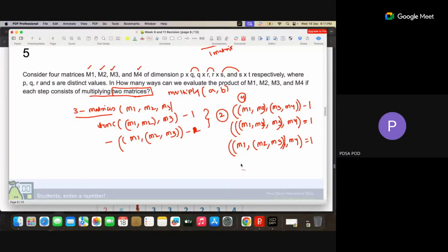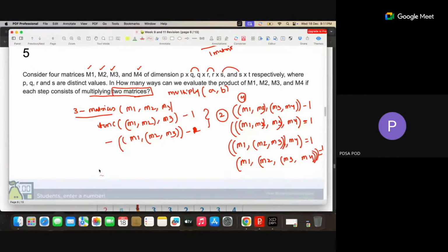Yes, it's two more, I think. Let's try one more: M1, M2, M3, M4. Now let's try M3 and M4 first, because the dimensions are compatible. Then whatever result we got, we multiply with M2. Is it right? Yes, sir. Whatever result we got after M2 is multiplied, we then multiply with M1. So finally we got one more.